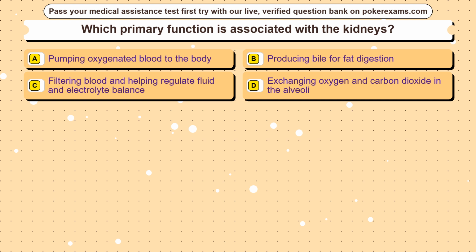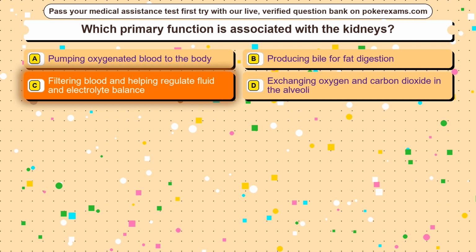Question 75. Which primary function is associated with the kidneys? Option A. Pumping oxygenated blood to the body. Option B. Producing bile for fat digestion. Option C. Filtering blood and helping regulate fluid and electrolyte balance. Option D. Exchanging oxygen and carbon dioxide in the alveoli.